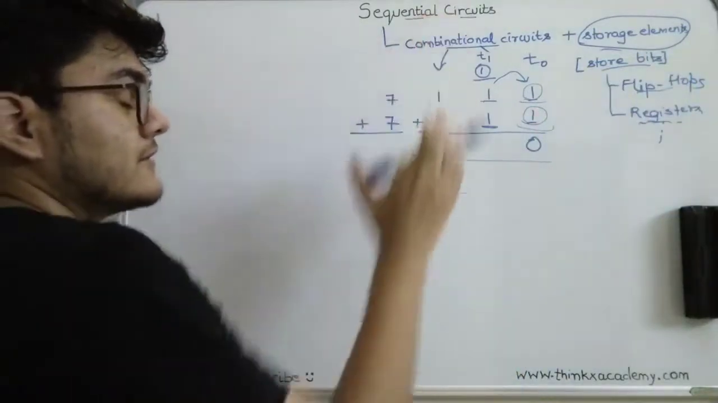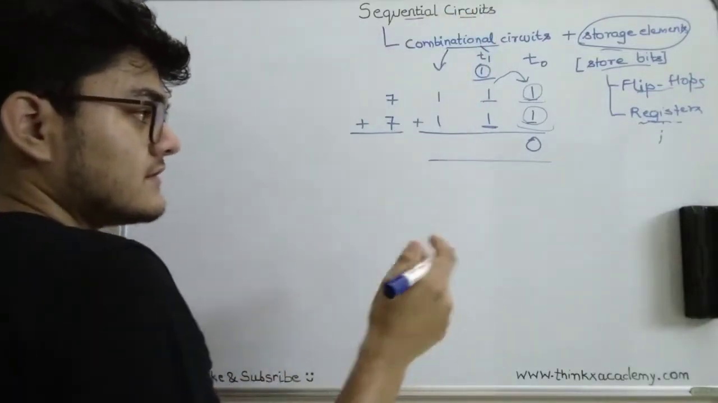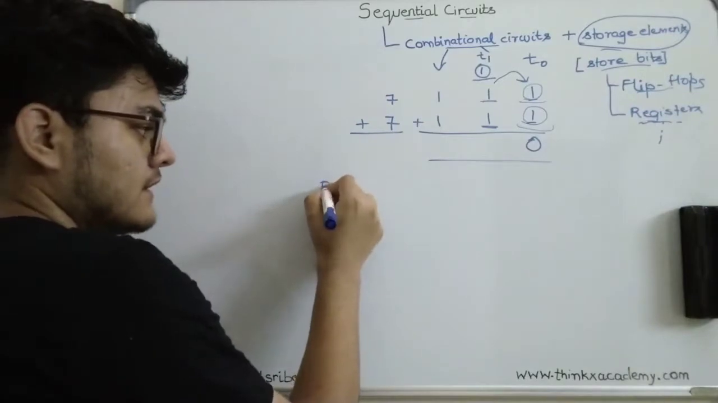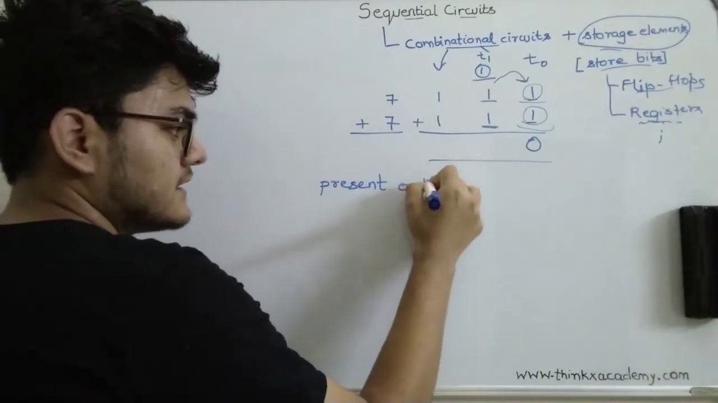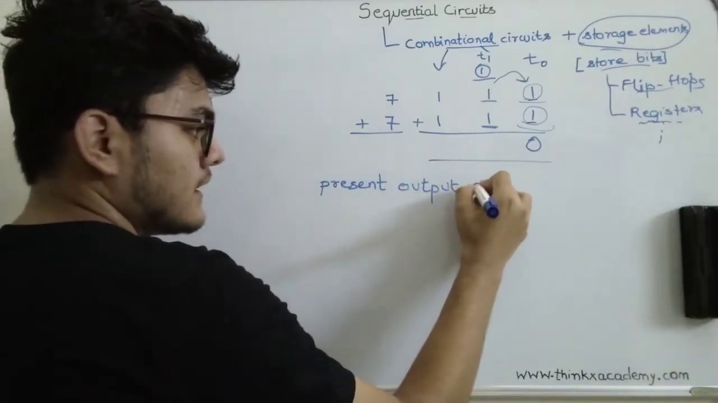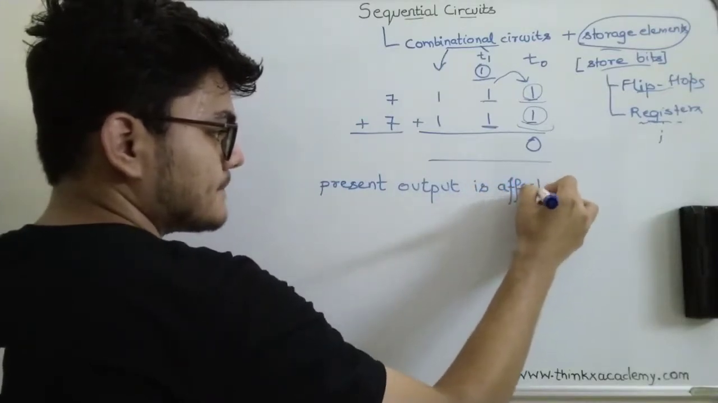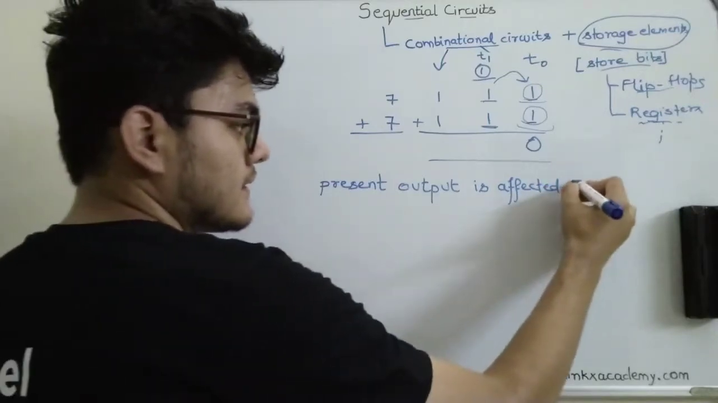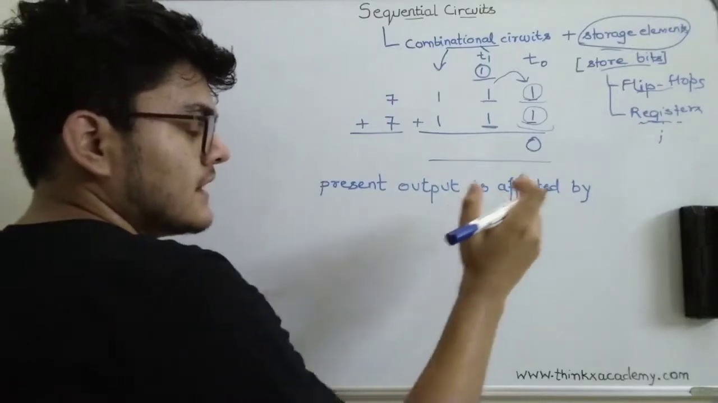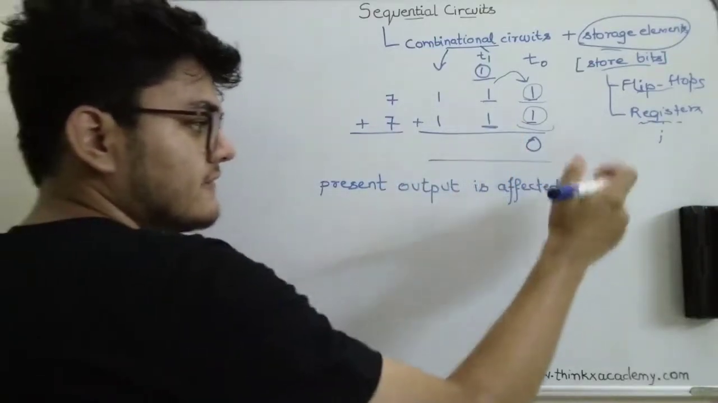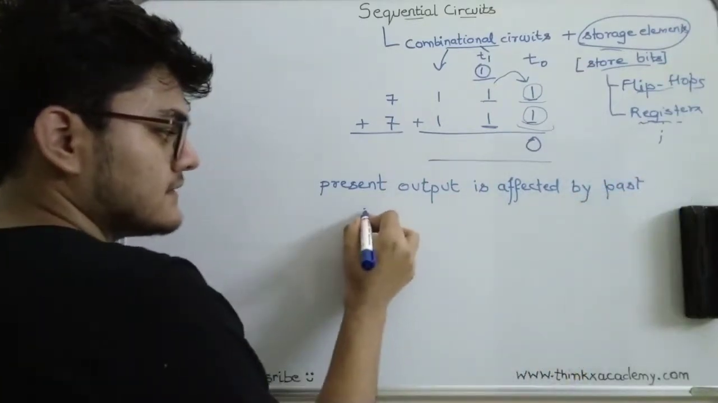So at this point I am going to give the actual definition of a sequential circuit. Sequential circuits are circuits in which the present output is affected by the past input signals.